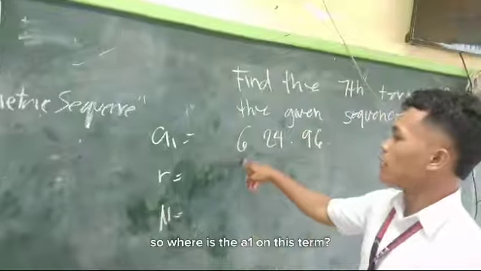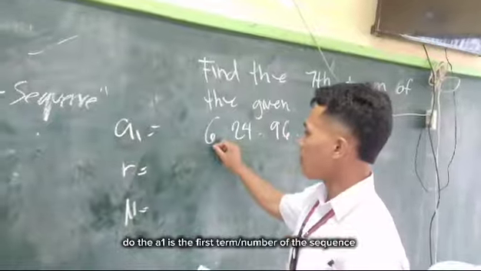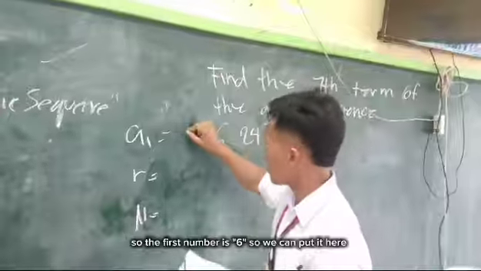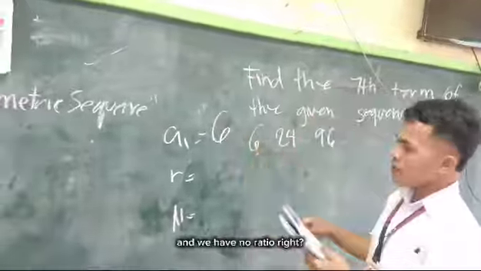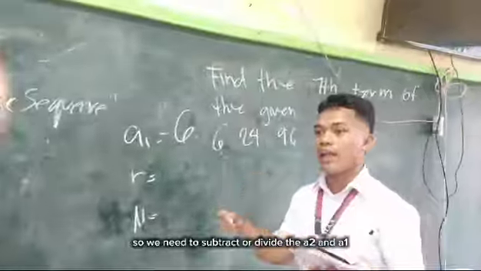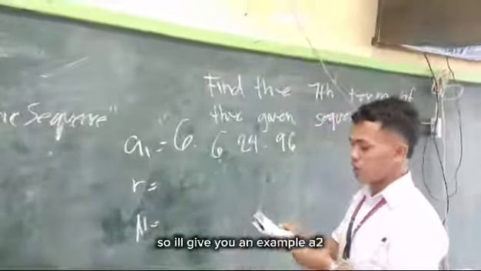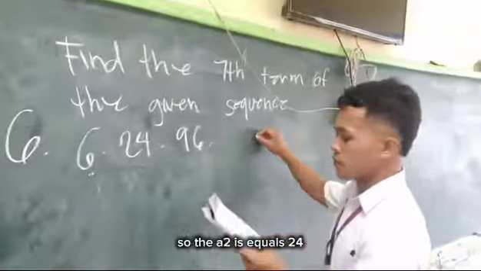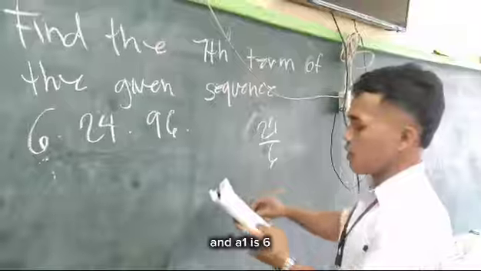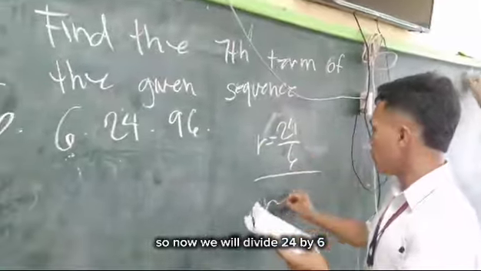So where is a sub 1 in this sequence? a sub 1 is the first term, or first number, in the list. So the first number is 6, and you can put 6 here. And we have no ratio yet, right? So we need to divide a sub 2 by a sub 1. a sub 2 equals 24 and a sub 1 is 6. Now, 24 divided by 6 equals a ratio of 4.